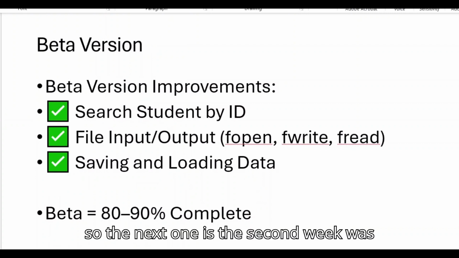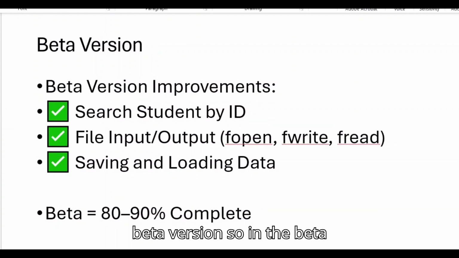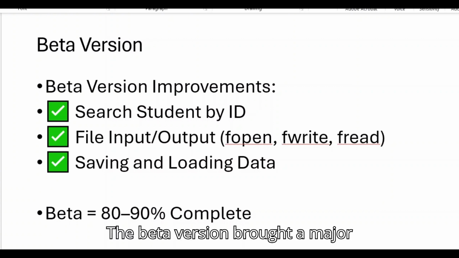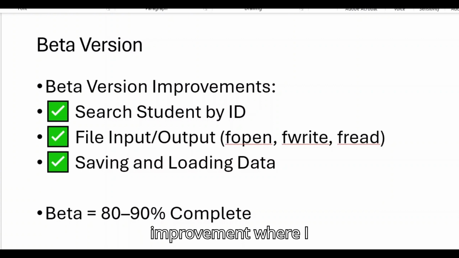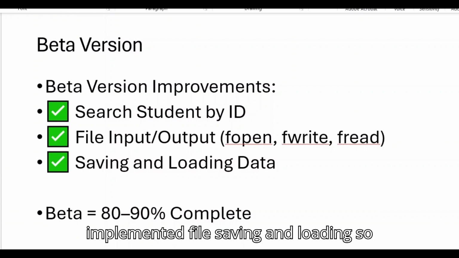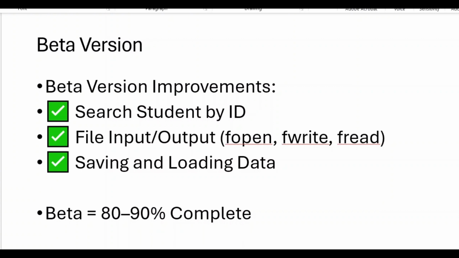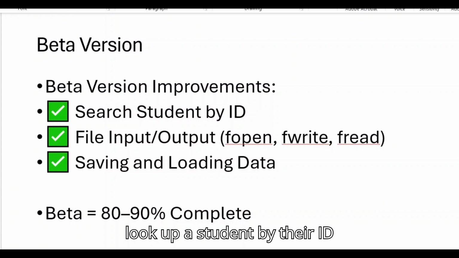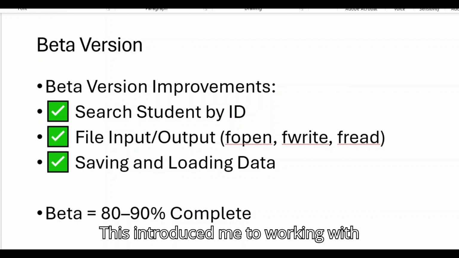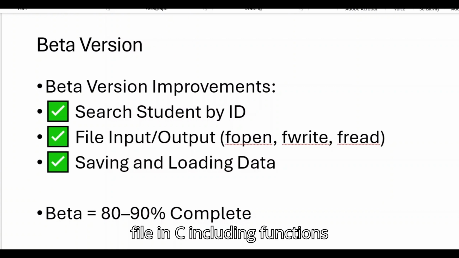The next one, the second week, was the beta version. The beta version brought major improvements, where I implemented file saving and loading, so student records can persist even after closing the program. I also added a search function to look up a student by their ID. This introduced me to working with files in C, including functions like fopen, fscanf, and fprintf.